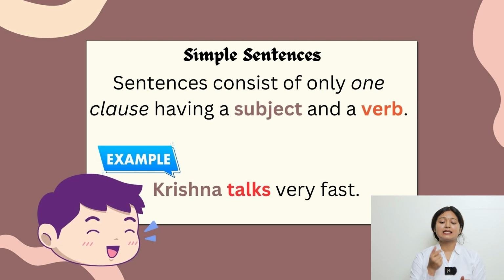Simple sentences. Simple sentences consist only of one clause, right? Having a subject and a verb. So, for example, Krishna talks very fast. If we look, Krishna is the subject and talks is a verb. So, we have a single clause and there is one subject and a verb.